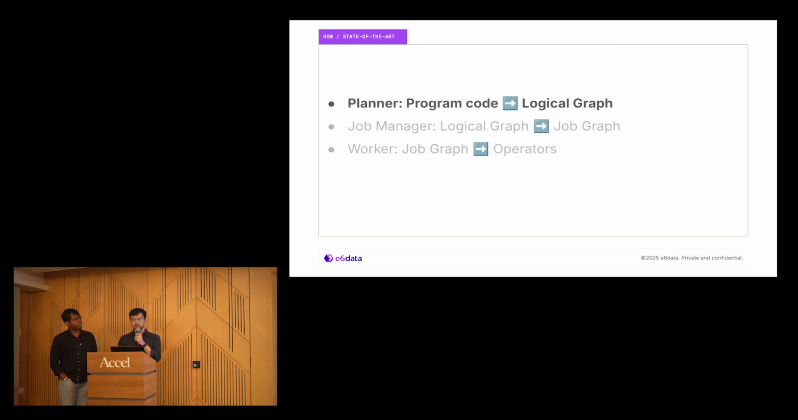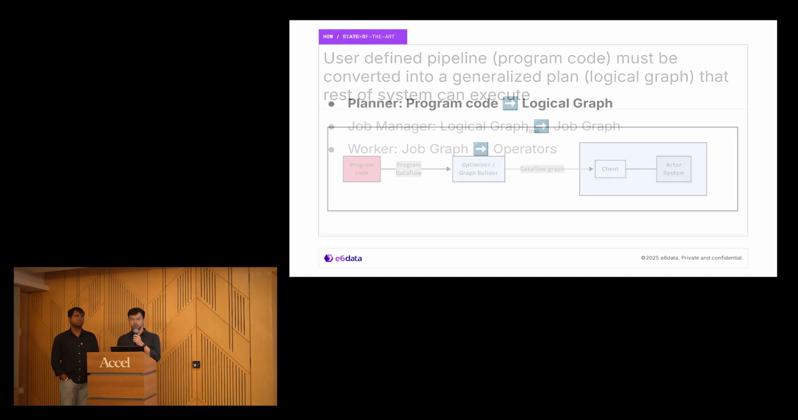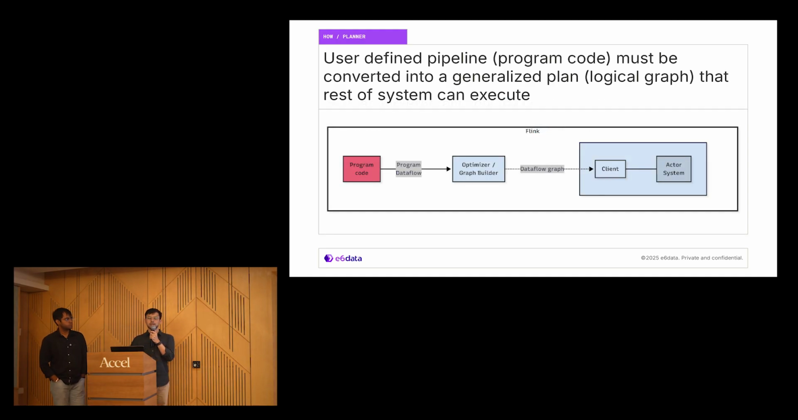So let's break this entire architecture down into the three main things that are happening here. The very first thing is having a planning layer, a client planning layer, where you convert the program code into a logical graph. Now, why exactly do you need a logical graph? This is the scenario where there's some program code which gets optimized by a graph builder, and then you pass it forward to some other component to work on.